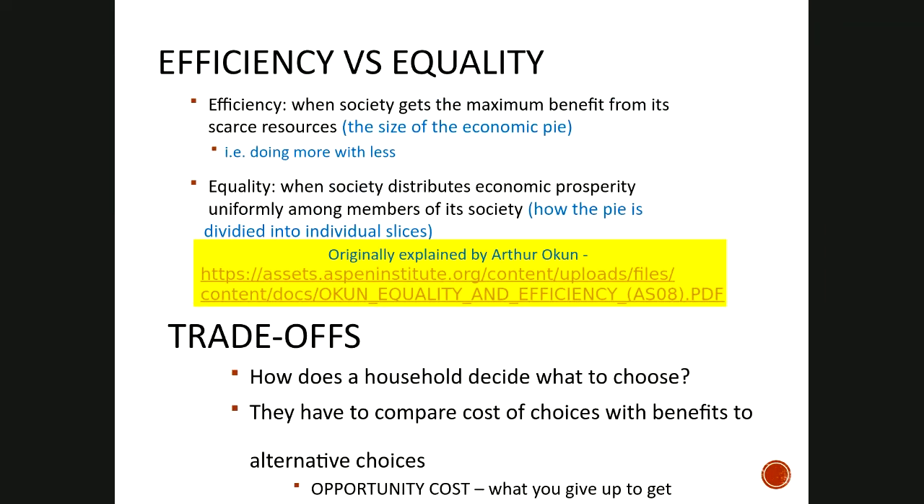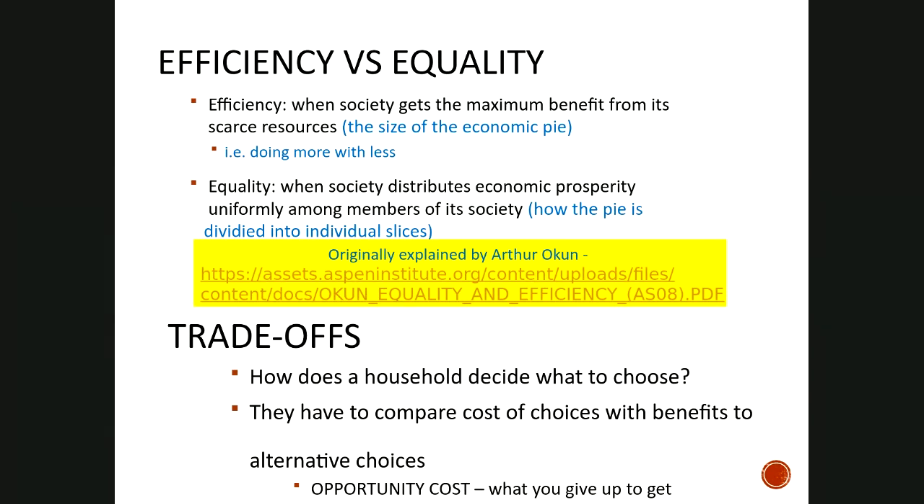So at the core of economics is a tension between efficiency versus equality. Efficiency means when society gets the maximum benefit from its scarce resources. You can think of this as the pie. This is the argument that we want as large a pie as possible. Another way of thinking about efficiency, it simply means doing more with less. Equality, meanwhile, refers to how equally and uniformly a society's prosperity is distributed across its members, how the pie is divided into individual slices.